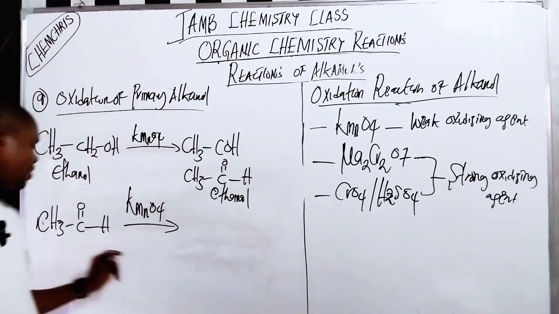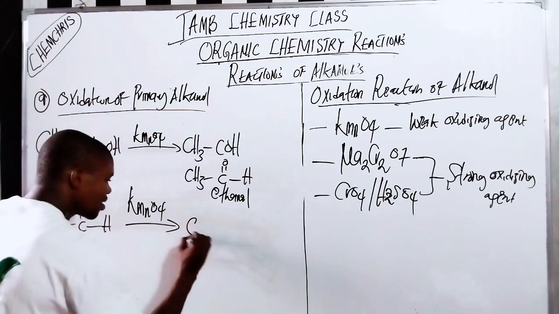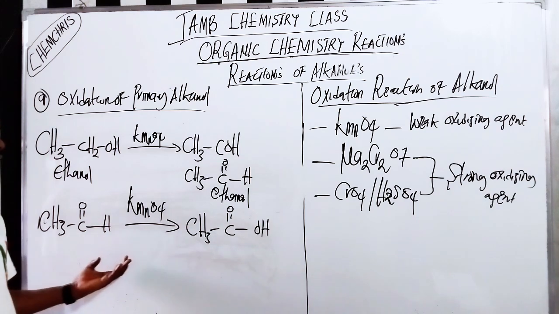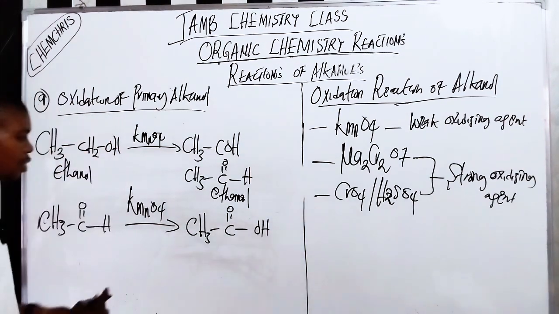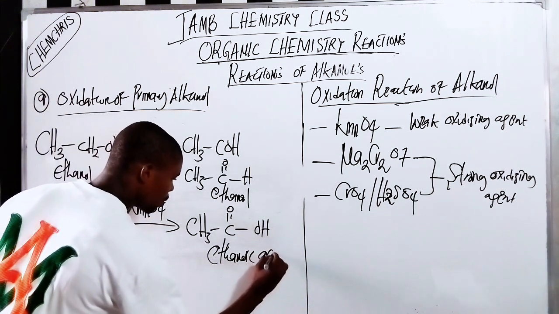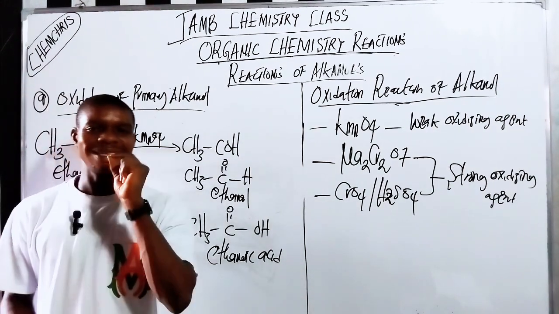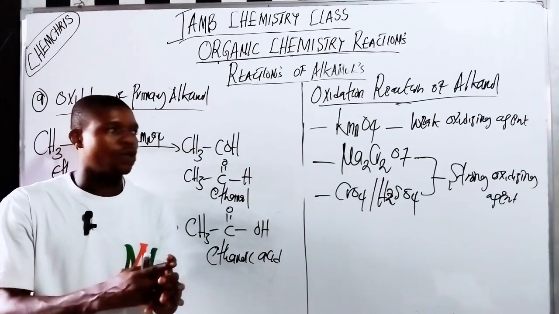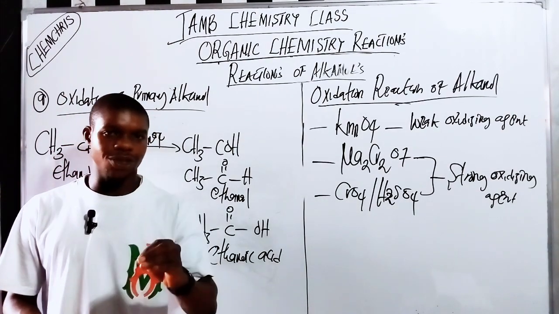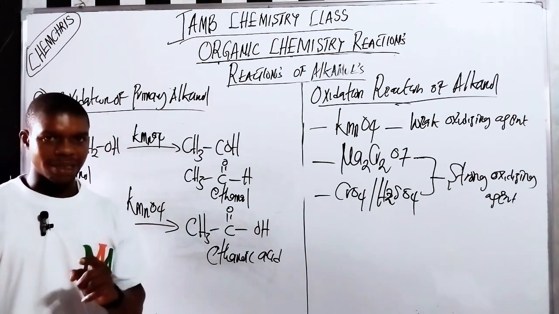Now when oxidized again, this ethanal will oxidize to ethanoic acid. So you have CH3COOH. In the exam, if they ask what is the complete oxidation of ethanol, the complete oxidation of ethanol is called ethanoic acid.